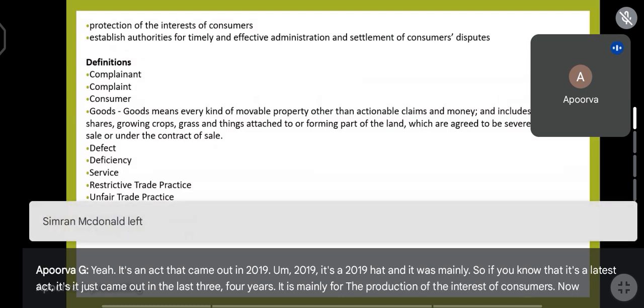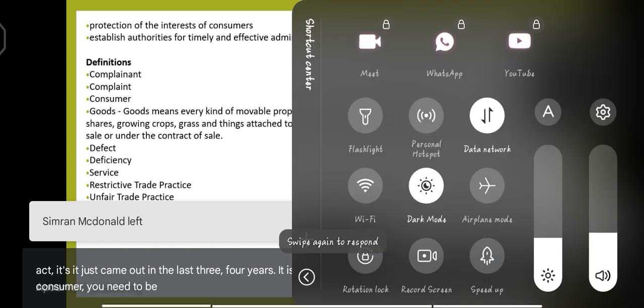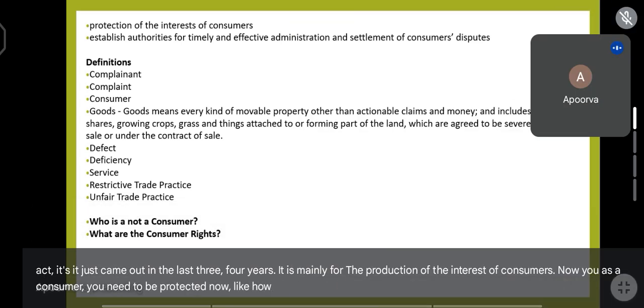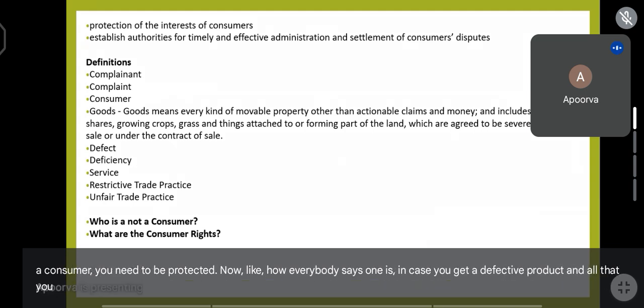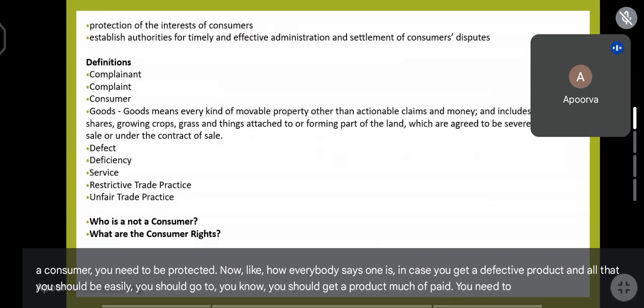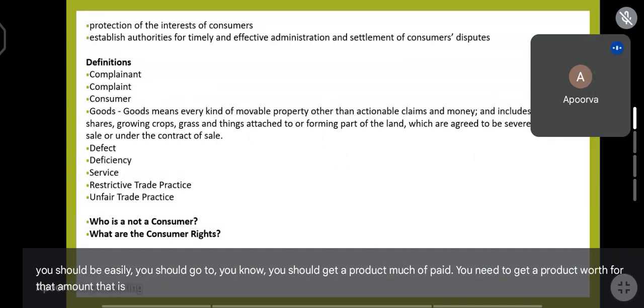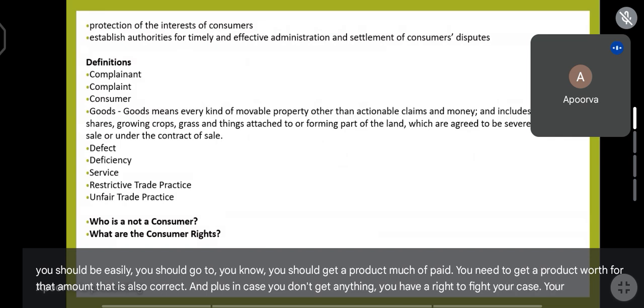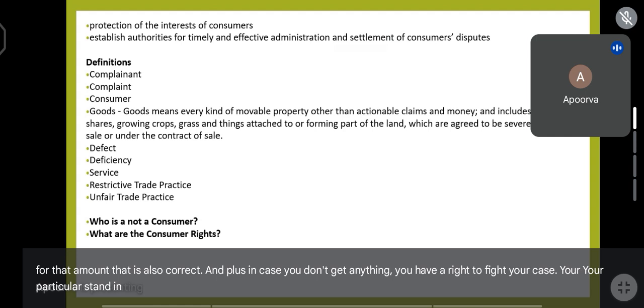Now, you as a consumer, you need to be protected. Like how everybody says, one is in case you get a defective product and all that. How much you paid, you need to get a product worth that amount. That is also correct. And plus, in case you don't get anything, you have a right to fight your case, your particular stand in the court of law. So that also is what is consumer protection.